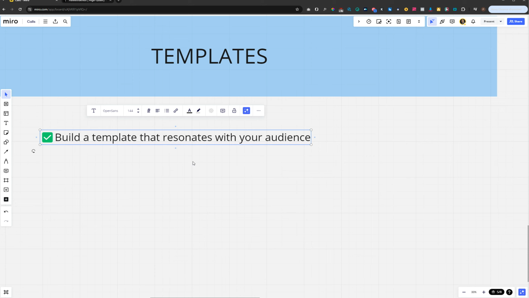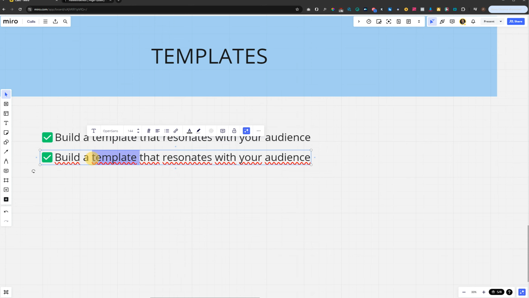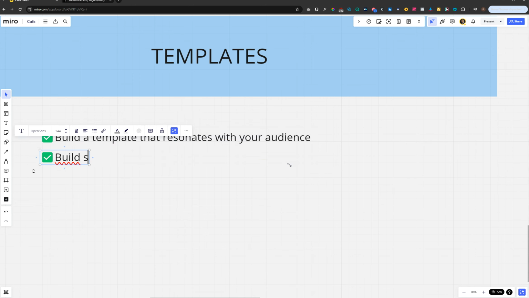That's the first thing. The second thing is that your templates should be diversified. What this means is, diversified means you don't have just one structure. You want to build multiple structures.